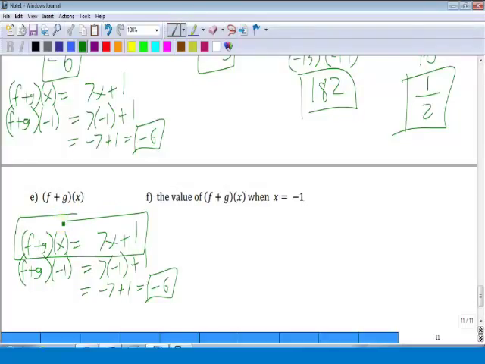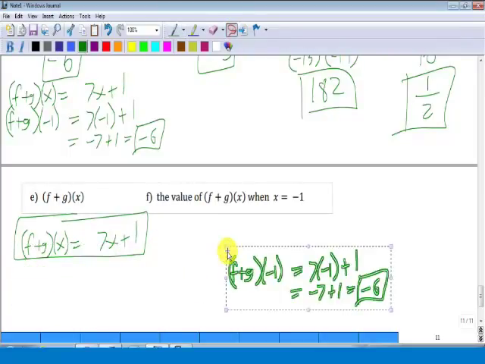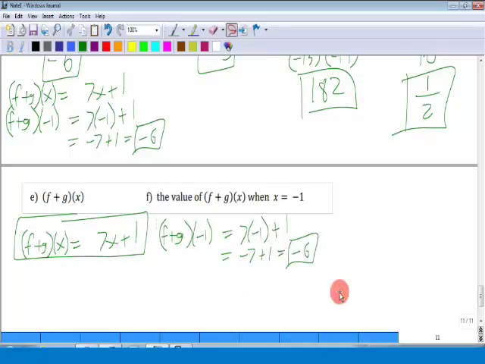And, wow, okay. I did the f part also. f plus g of negative 1. When x equals negative 1, f plus g of x is equal to negative 6. So evidently it's important because I did it before I even realized that's what I was needing to do.